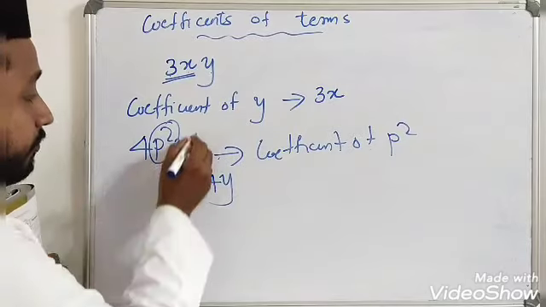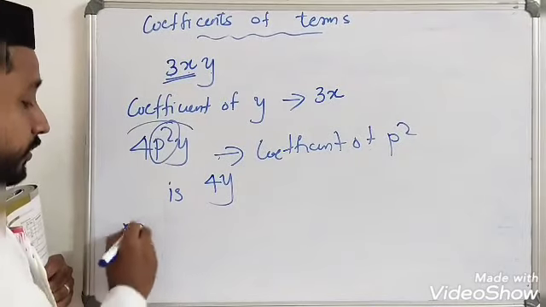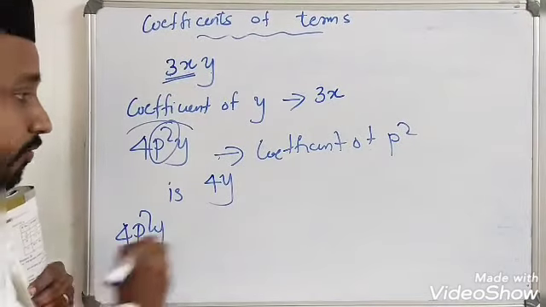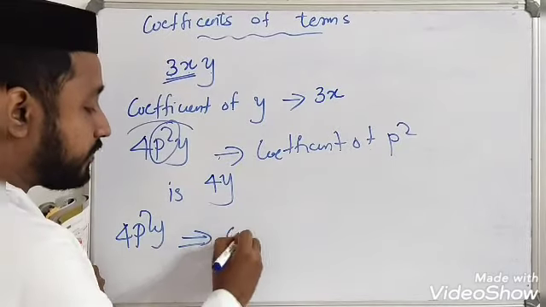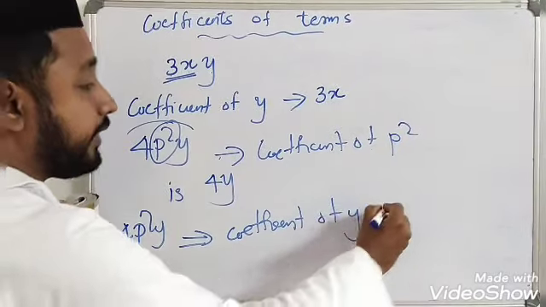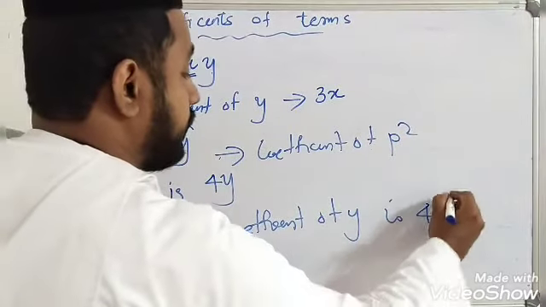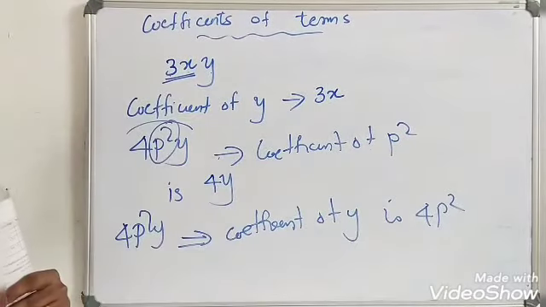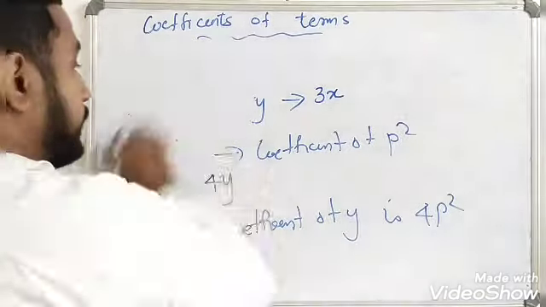What about the coefficient of y here? In 4p square y, the coefficient of y is 4p square. So let us consider the coefficient in that way.